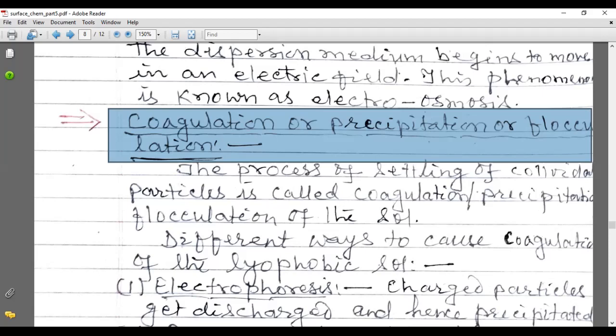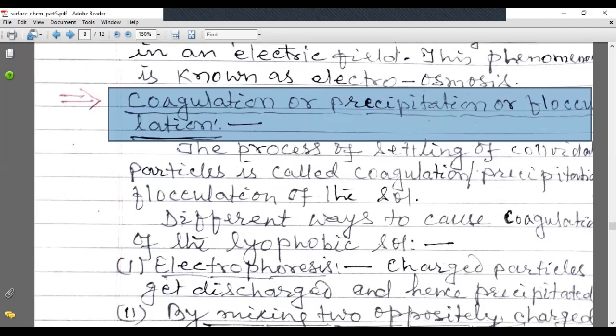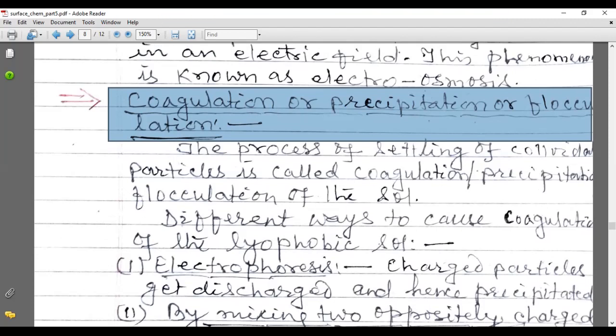The second way is by mixing two oppositely charged sols. When equal proportions of two oppositely charged sols are mixed, they result in neutralization and hence are ultimately precipitated. An example is the mixing of hydrated ferric oxide, that is a positively charged sol, and arsenious sulfide, a negatively charged sol. When we mix these two, they cause precipitation. This is called mutual coagulation.